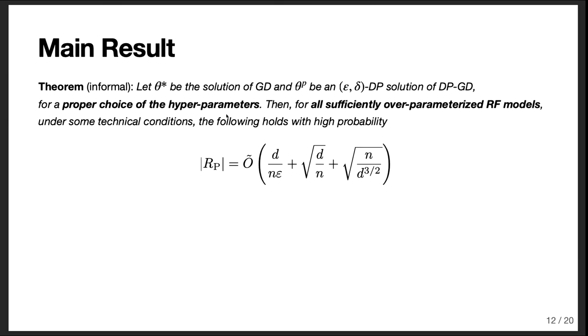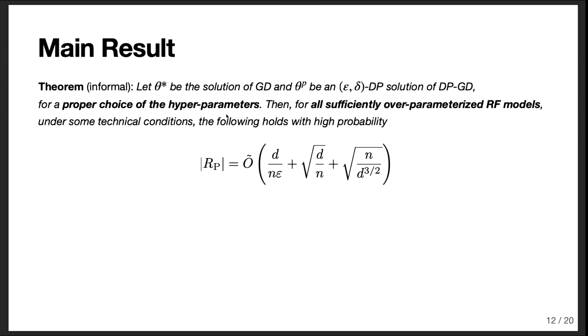This is informal and says that let's take a solution of an epsilon delta DP algorithm for a proper choice of the hyperparameters. I'm not going to mention them here, but this is constructive, so we give these hyperparameters for all sufficiently overparameterized random features models. This is what you get with high probability.